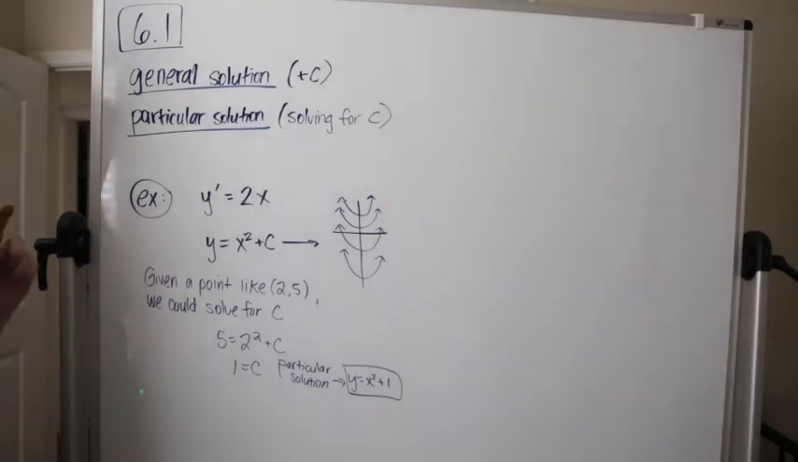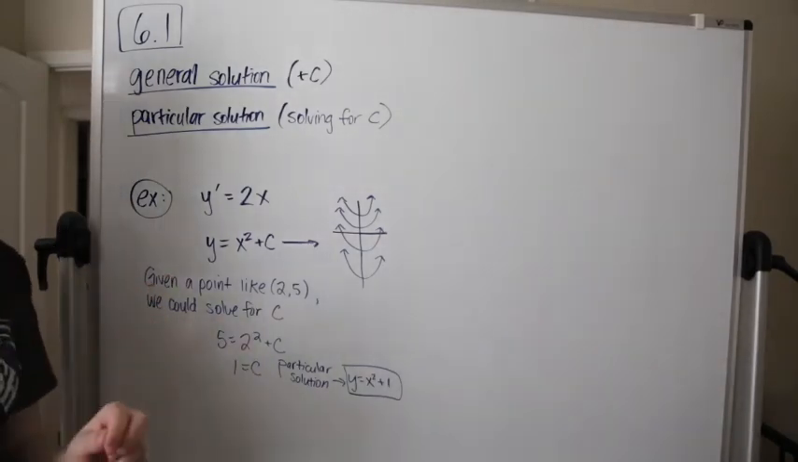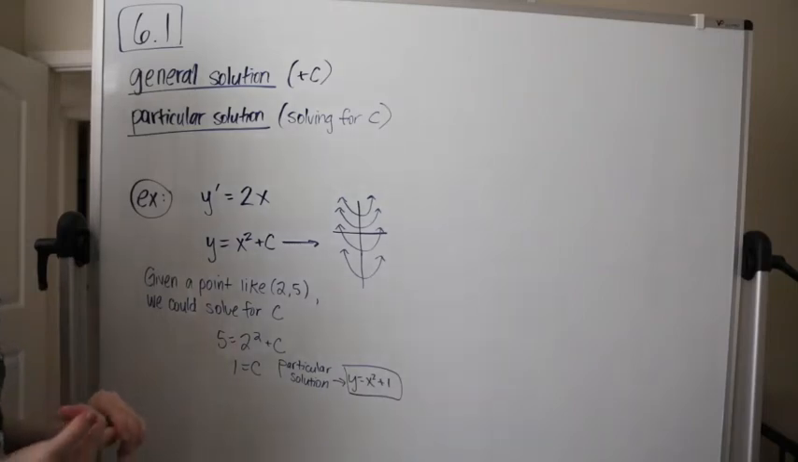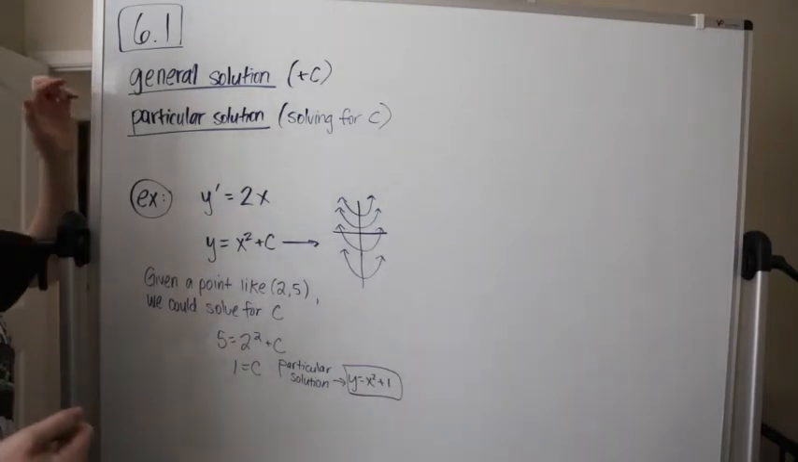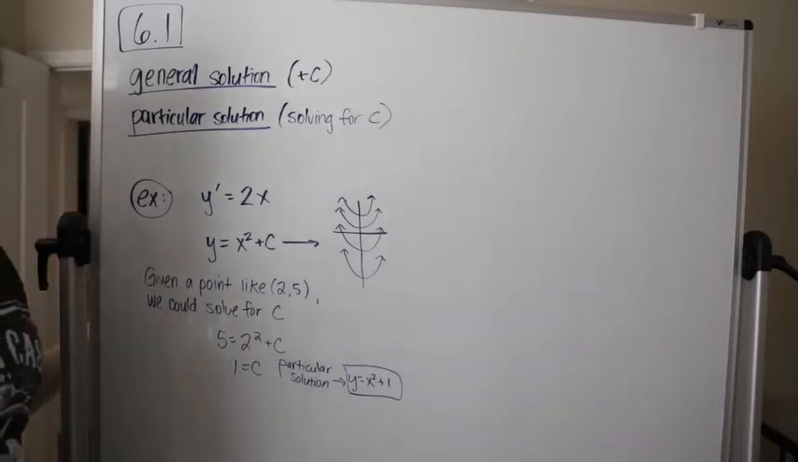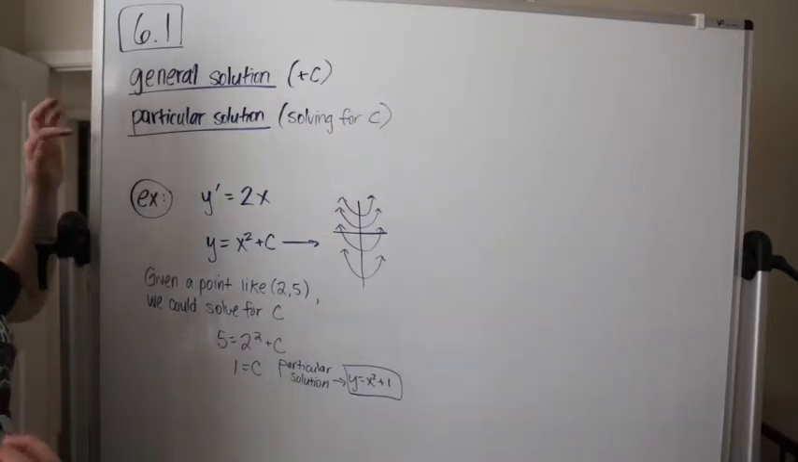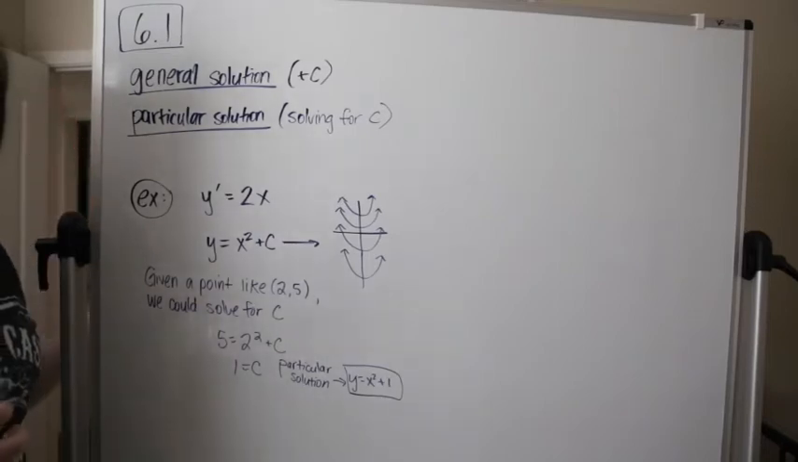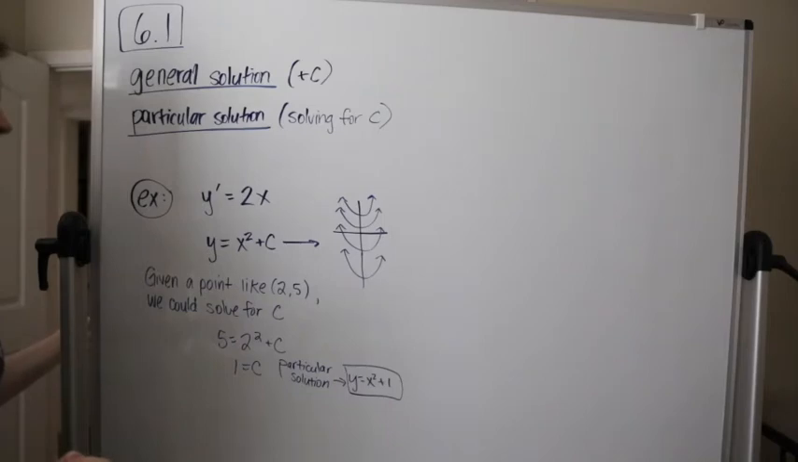Okay, so in 6.1, it's all about looking at general and particular solutions. When we think of general solutions, that's when we have our plus C. That's just like when you are integrating something and you get a generic equation. A particular solution is like when you're given a point, and so you have to integrate and then plug the point in and get your actual formula.